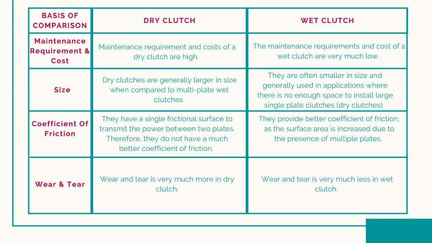So the coefficient of friction for a dry clutch: they have a single frictional surface to transmit the power between two plates. Therefore, they do not have a much better coefficient of friction. Wet clutches provide a better coefficient of friction as the surface area is increased due to the presence of multiple plates. So the wear and tear for the dry clutch is very much more, and the wet clutch is very much less in wear and tear.